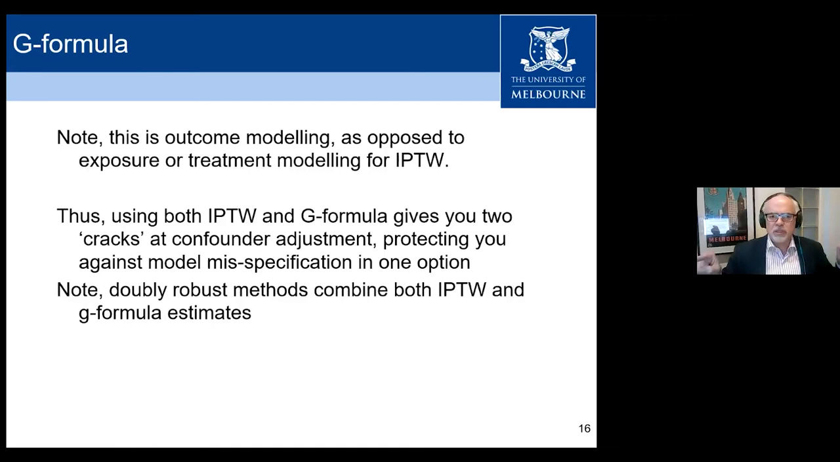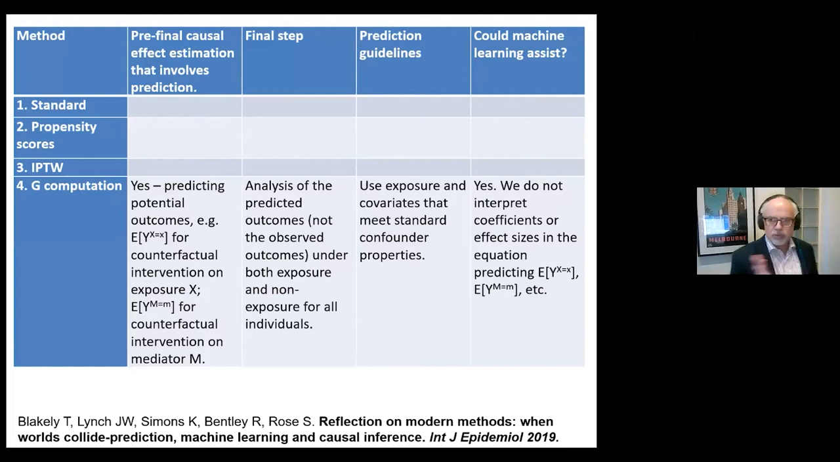And to think about it, that gives you two cracks at adjusting for confounding. That's where that term doubly robust comes from, because you've done something to adjust for or predict your exposure, as well as something on the outcome level. Doubly robust methods combine both IPW and G formulations. I'll come back to that with TMLE in a sec. So after that little side trip into G computation, let's go through our schema here.